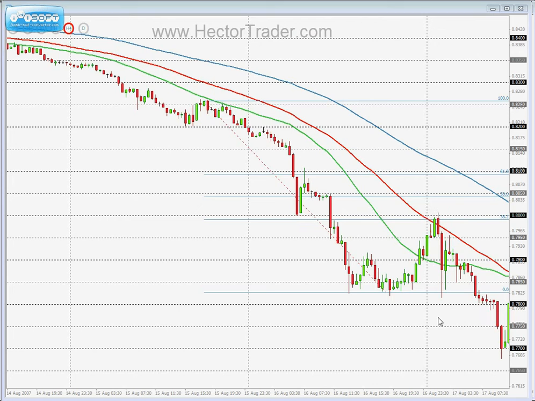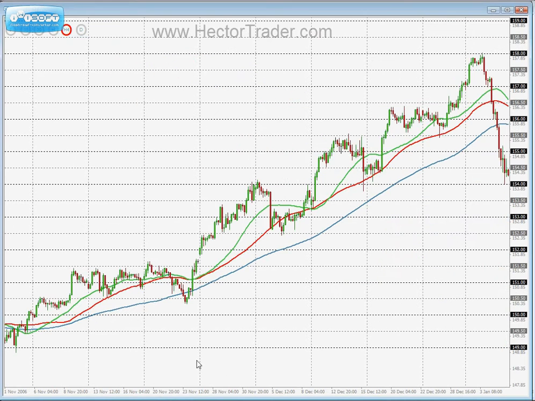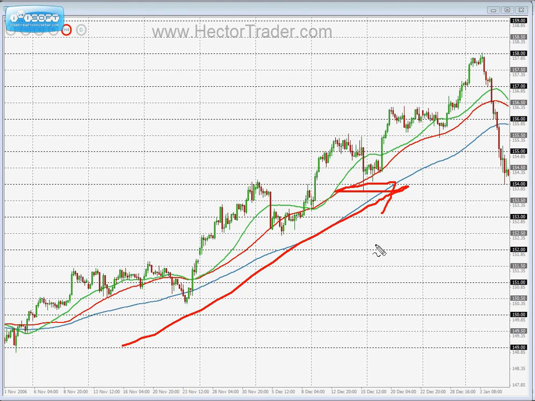Now I'm going to be showing you another example. In this case it is the euro against the JPY, on the 4 hours time frame. First of all, what do we have here? Well, we have a clear uptrend, don't we? Moving averages nicely pointing up.